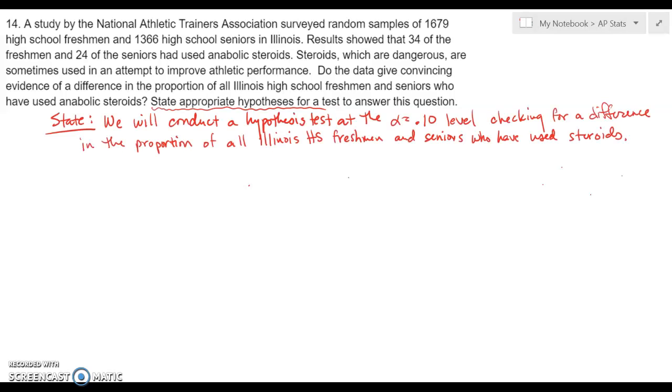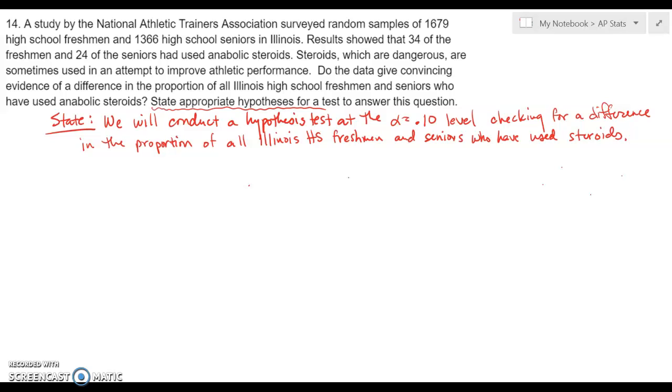First part, we're going to conduct a hypothesis test at the alpha equal 0.10 level. They didn't give us an alpha level, so I picked 0.10. You could also do 0.05 or 0.01, something like this. When it's not crazy critical that we're deadly accurate, usually an alpha equal 0.10 level is okay. And then put into context what we're looking for. So we're looking for a difference in the proportions of freshmen and seniors who've used steroids.